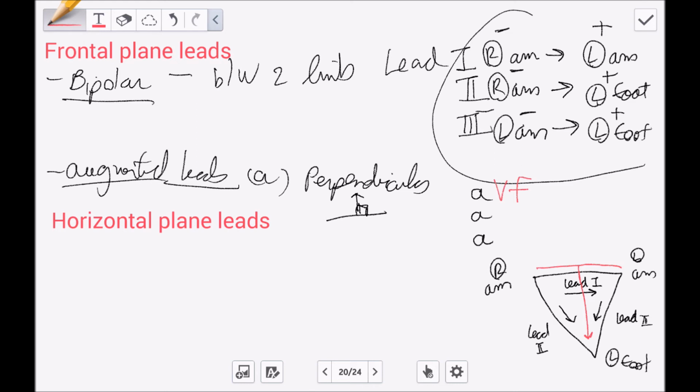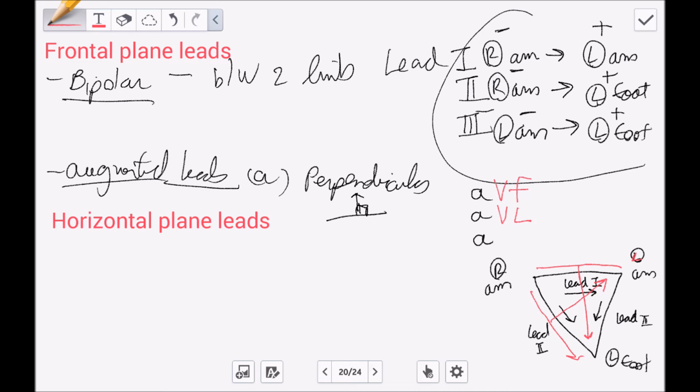So what would be the perpendicular lead for lead 2? Because lead 2 is running down like this. What would be perpendicular? Would be something like this, correct? This one is looking at the left side here, so we're going to call it AVL, for left. And what this lead does is it's looking towards the lateral side of the heart, and we'll explain that a little bit later.